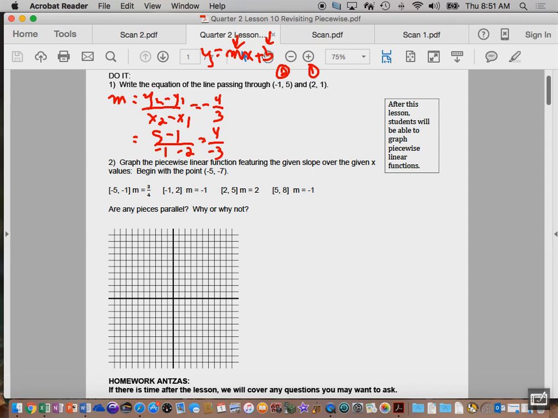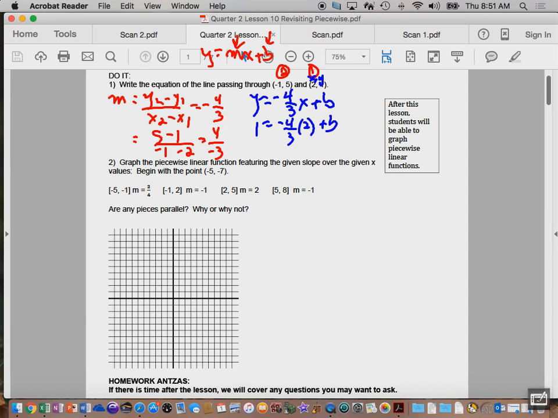I found m. So y equals negative 4/3 x plus b. How do I find b? You know? Plug in either one of the coordinates. Very good. Sydney, which one should I plug in? 2 and 1. Yeah, I would go 2, 1. It doesn't matter, but I go 2, 1 because there's no negatives, right? So x, y. So 1 equals negative 4/3 times 2 plus b.